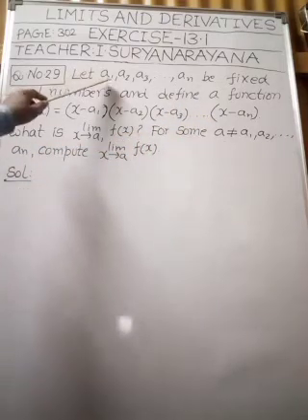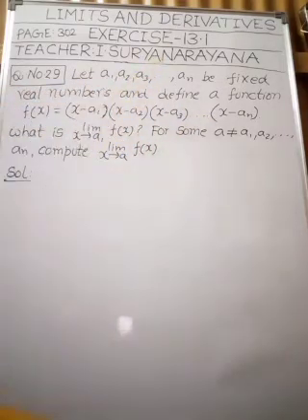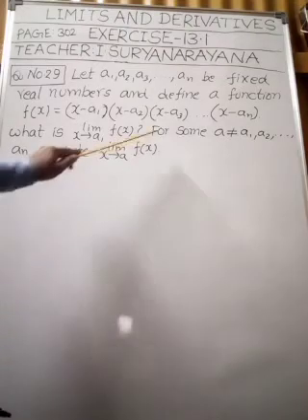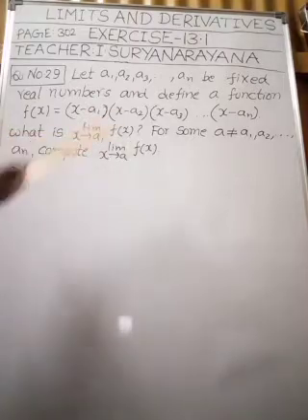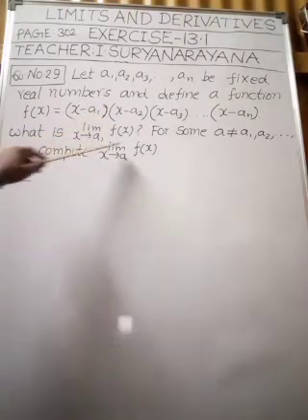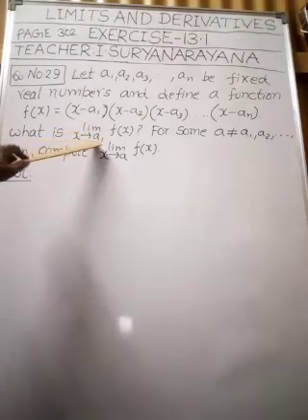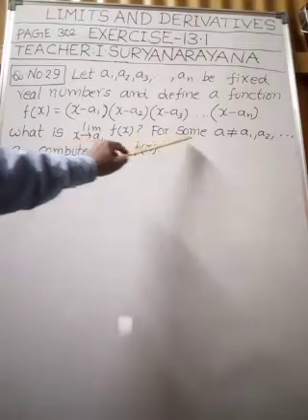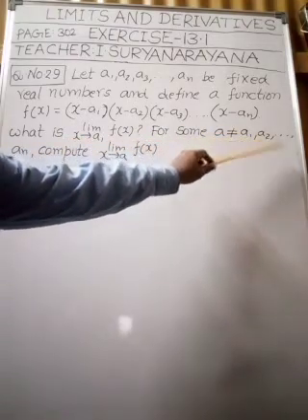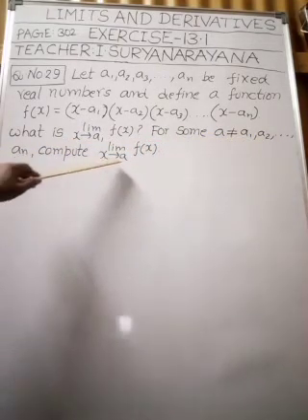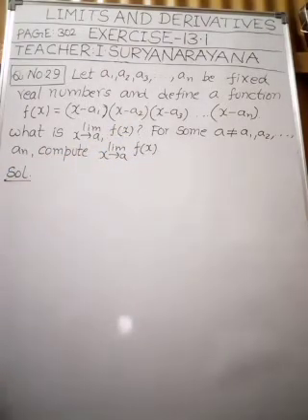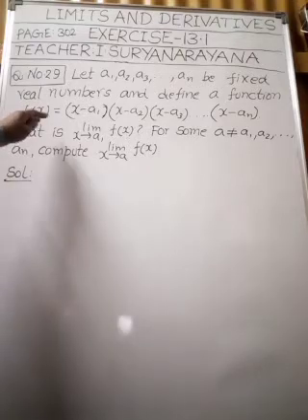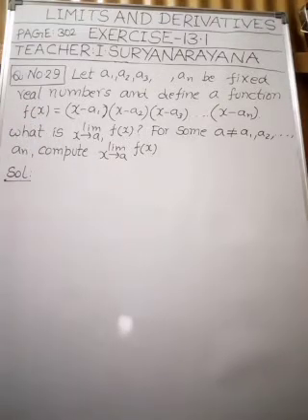And here what is given? a1, a2, a3, these are all some fixed real numbers. Now, as x extends to a1, what is the limit of f of x? Then we have to find the limit of f of x as x is approaching a1. This is the first part. For some a not equal to a1, a2 and so on, an, compute the limit of f of x as x approaches a. This is the second part of the question. Okay, my children. Right. Now first write the given data here.